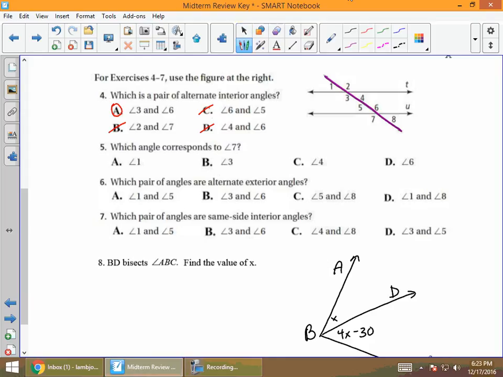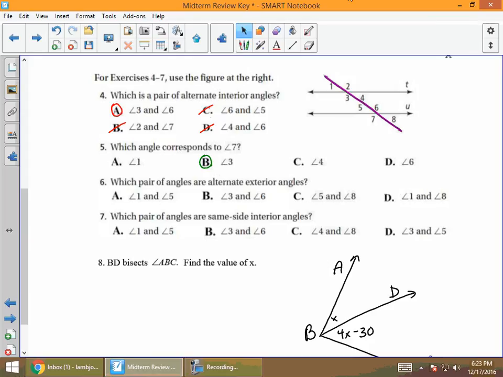Number 5, which angle corresponds to angle 7? Corresponding means same side of the transversal, so it has to be on the left side of the transversal. And corresponding, this is the postage stamp. So angle 3 is my corresponding angle.